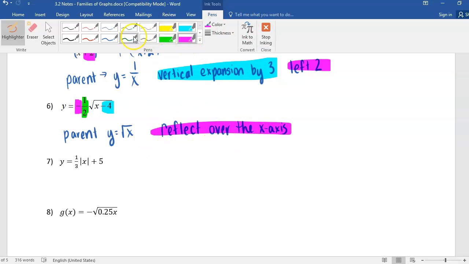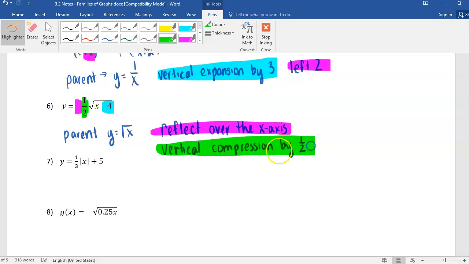So that happens. Then, Evie, that 1/2, what is it going to do? Yes, very good. Vertical compression by a factor of what, Evie? It'll just be 1/2. Very good. So it's on the outside of the parentheses. It's just whatever number you've got there.